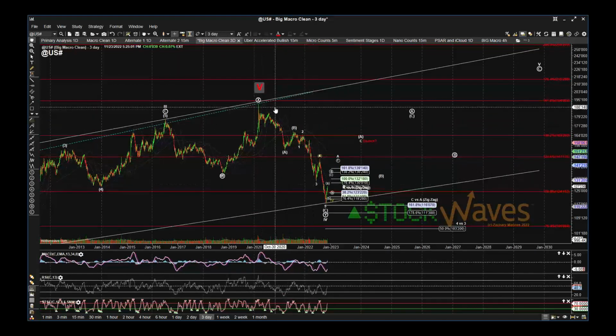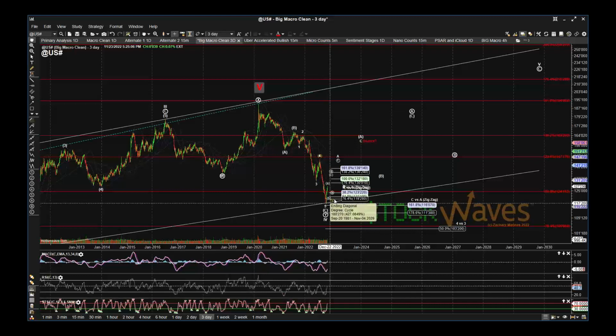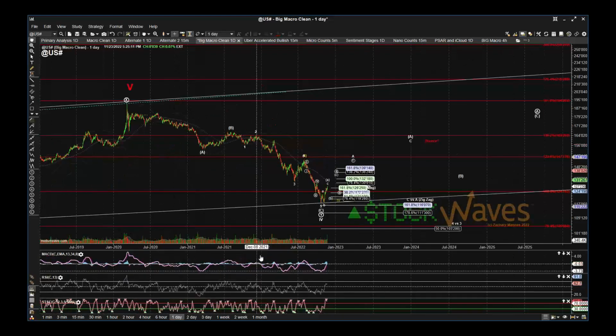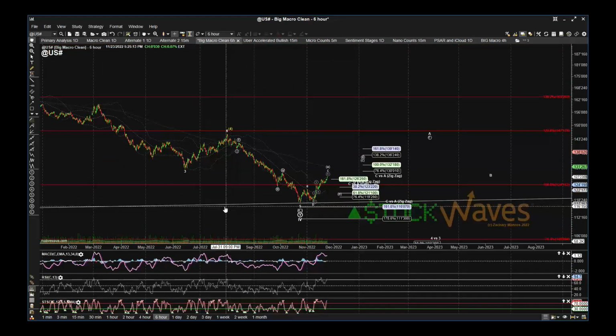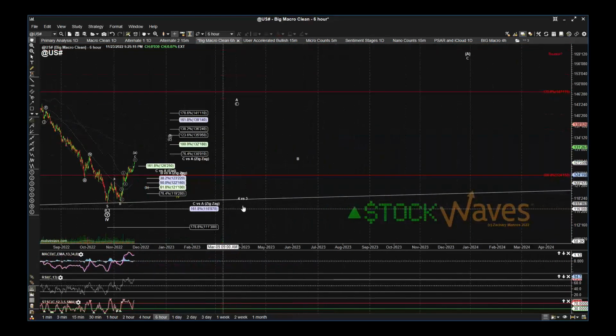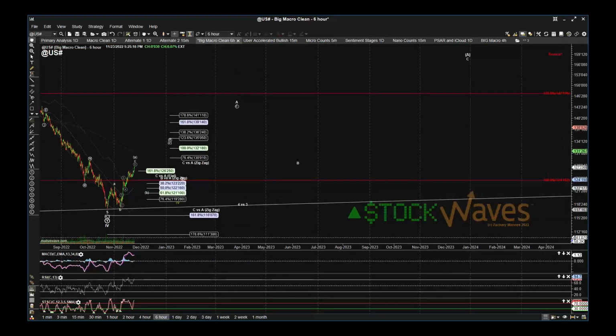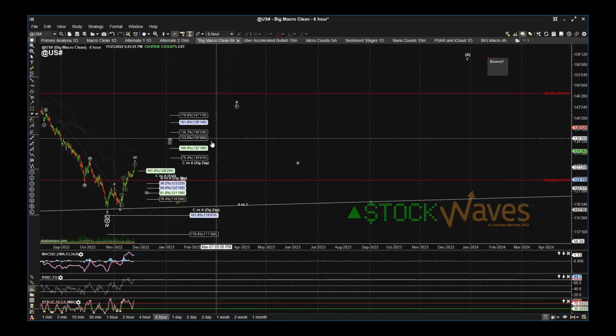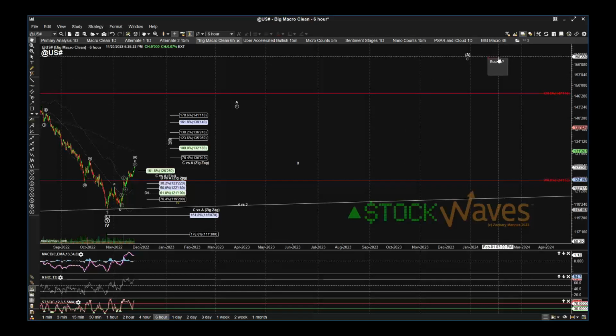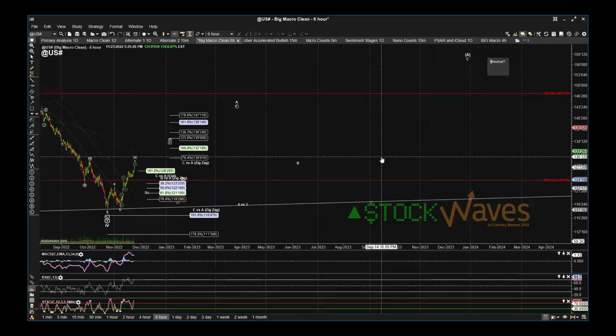If that's the case, though, we still have a large ABC move down from that high that looks very complete and should be getting more of a corrective bounce. So more of that corrective bounce that fills out might be a larger ABC as that corrective bounce, or that could be the ABC as the A wave of the A wave in that larger cycle wave 5.